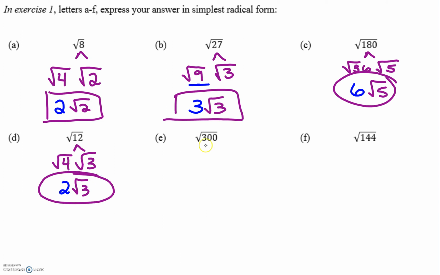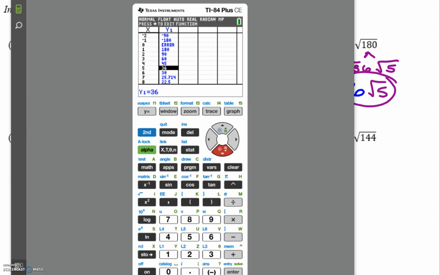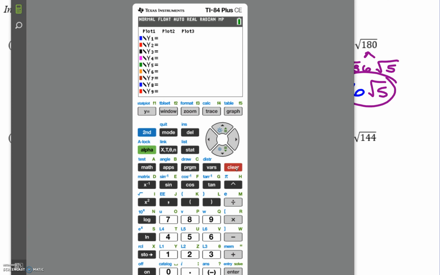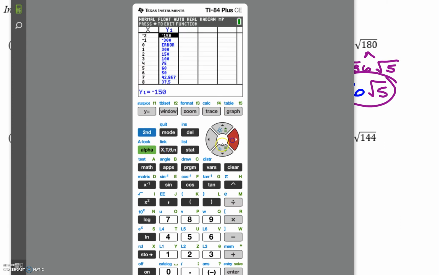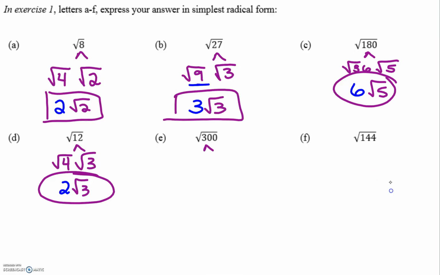For 300, any multiple of 100, such as 100, 200, 300, the largest perfect square would be 100, but I'm just going to show you. 300 divided by x. Again, start underneath the error message. Not a perfect square. 150, not a perfect square. 100 is a perfect square. So it's radical 100 times radical 3. The square root of 100 is 10, and we're left over with radical 3.